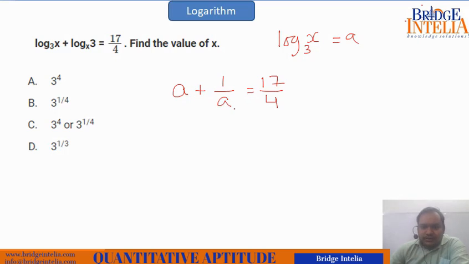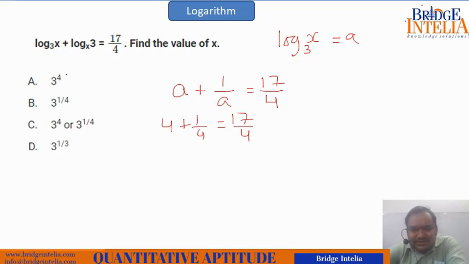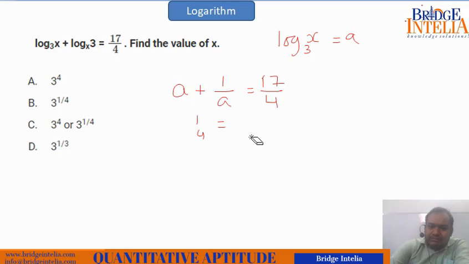If you are in practice, questions such as these are actually gifts, because 4 plus 1 by 4 is equal to 17 by 4. If you are in practice, you will easily realize this. If not, then you'll have to actually solve this. If you were in practice, you could have immediately said that a must be equal to 4. But not to worry, it might not come easily to each one of you.